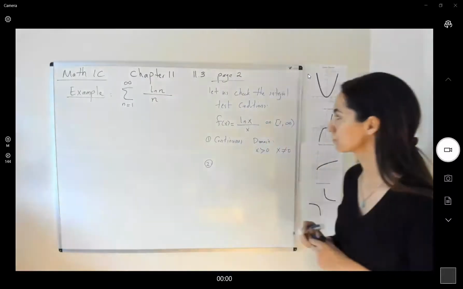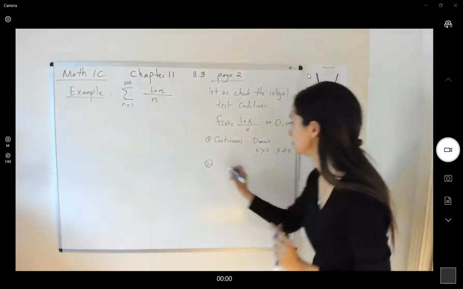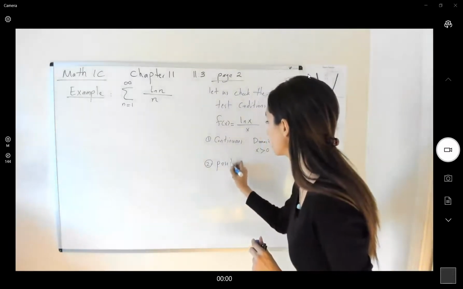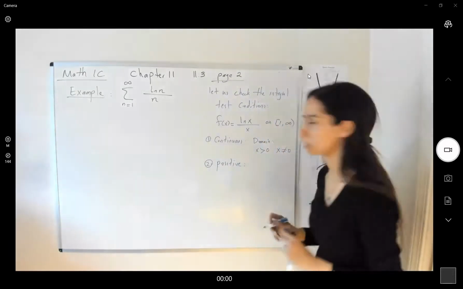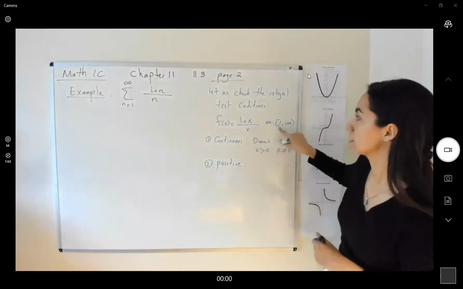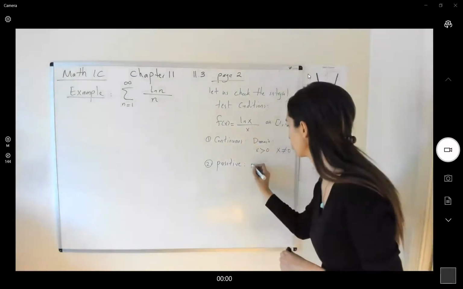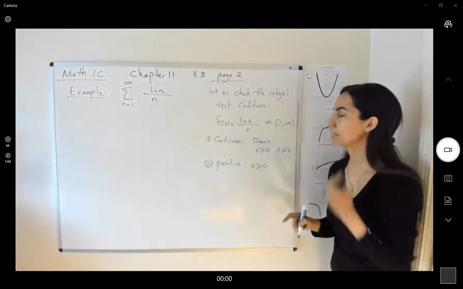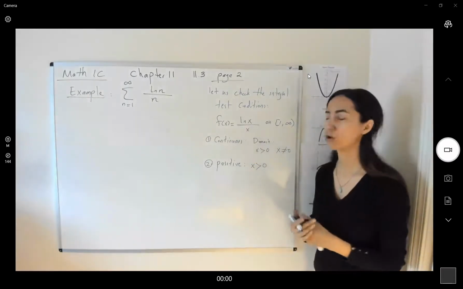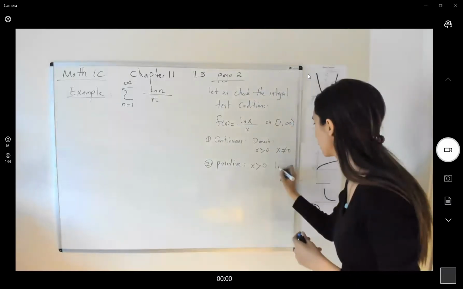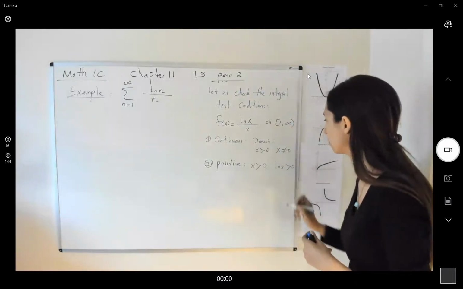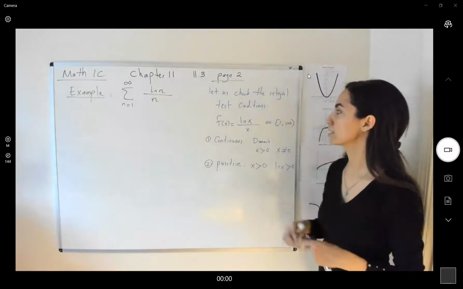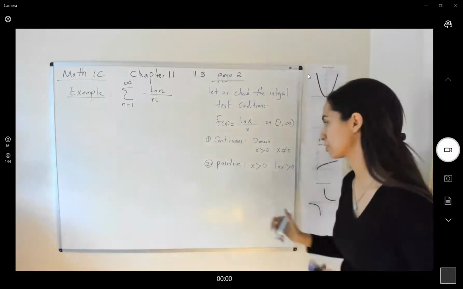The second one, is it a positive function? Positive? Is it above the x-axis? Of course, x is positive. Your denominator is positive. Your ln of x is also a positive function. ln of x is also above the x-axis. So in general, you can say that, hey, I have a positive function.